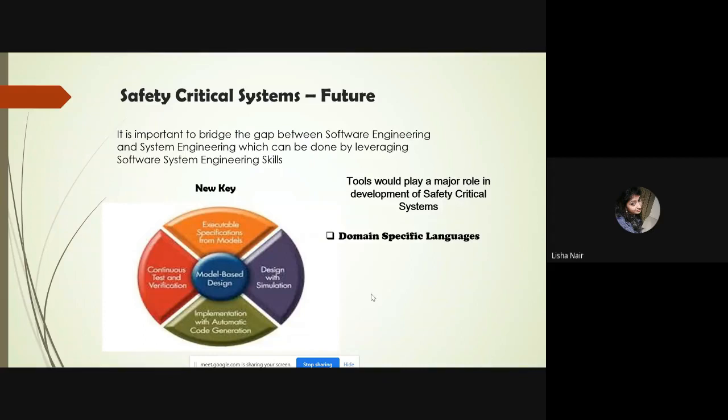So what are the different tools that play a major role in the development of safety critical systems? We have domain-specific languages. Right now in aerospace, the languages that we use are ADA and C++. We haven't gone beyond that, because only non-safety critical systems like the in-flight entertainment system, which is your TV inside the flight, are considered non-safety critical.